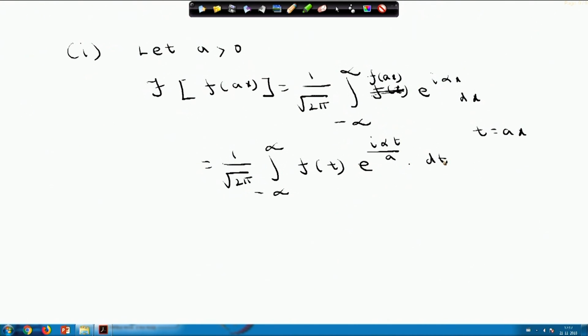into dt by a. By substituting this, and bringing 1 by a outside, this equals f(t) into e power i into alpha by a into t, and this means this will be the Fourier transform of f at alpha by a. So, this is the first part when a is greater than 0, because we have assumed modulus of a. For a greater than 0, I am showing that the Fourier transform of f(ax) equals 1 by a times the Fourier transform at alpha by a.